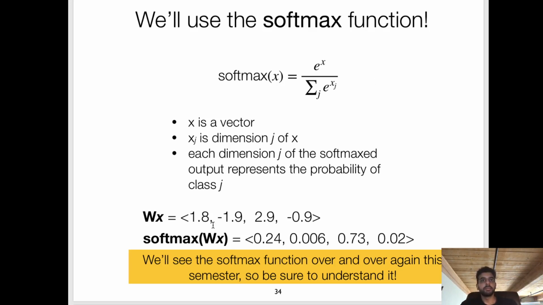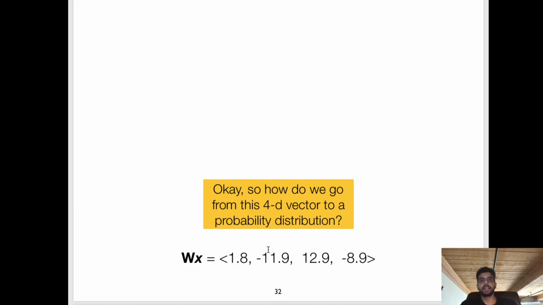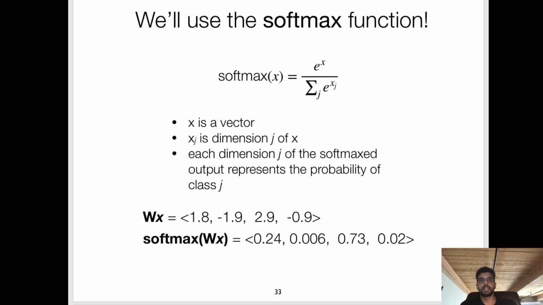Okay, so in this example, I kind of chopped a little bit off these numbers to make them more reasonable. In the previous case here, we had negative 11.9 and 12.9. You wouldn't see these numbers in a normal neural language model. They're fairly large, and these extreme values dominate the softmax computation. So I made them a little more reasonable just for sake of example here.